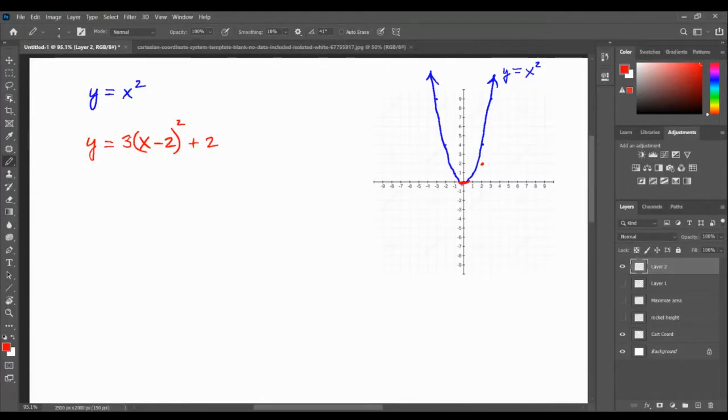If we plug in the next value of 3, 3 minus 2 is 1. Square that is 1, times 3 is 3, plus 2 is 5. So at 3, we're now at 5. I think you'll find if we plug in a 1, we'll also get a 5. So the vertical stretch is in effect, and this thing becomes real vertical. It's skinnier because of that 3 out front. So that fits with our transformation discussion.